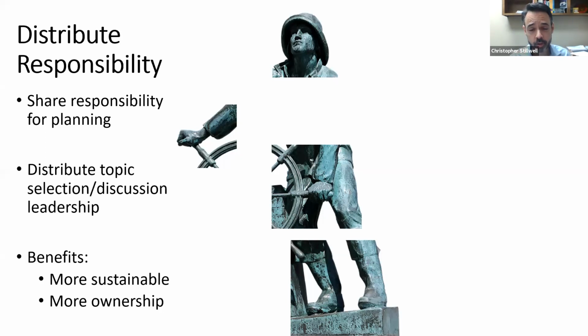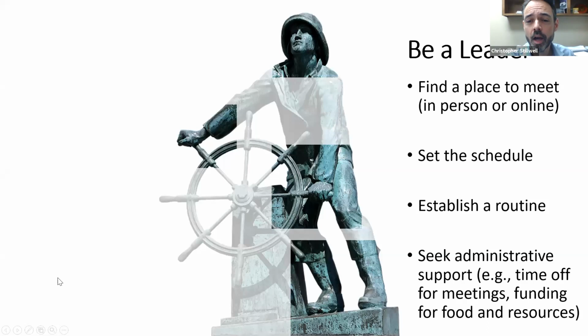But while it's good to have distributed responsibility, it's also good to often have one person who is kind of in charge behind the scenes, doing a little bit of extra work to make sure it happens. And that's the next one, that's be a leader. A leader does many crucial things to help teachers connect and learn, such as taking care of details like finding a place to meet, could be in person or it could be online, setting a schedule, establishing a routine. This person might be the one who talks to administration. Maybe they ask for teachers to get time off for a meeting at some point, or maybe they ask the school to give some support, some funding for food and resources.